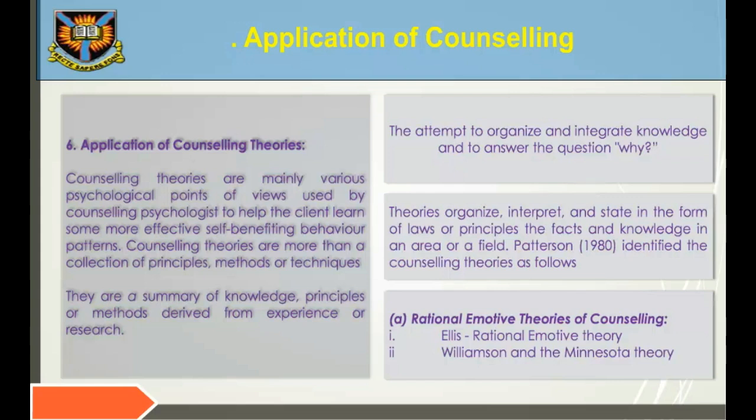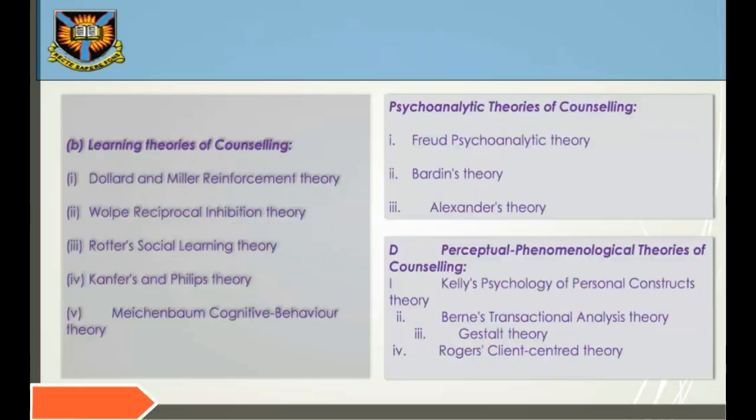A. Rational emotive theories of counseling. Ellis' rational emotive theory. Williamson and the Minnesota theory. B. Learning theories of counseling. Dollard and Miller reinforcement theory. Wolpe, reciprocal inhibition theory. Rotter's social learning theory. Krumboltz and Thoresen, Phillips' theory. Meichenbaum cognitive behavior theory.